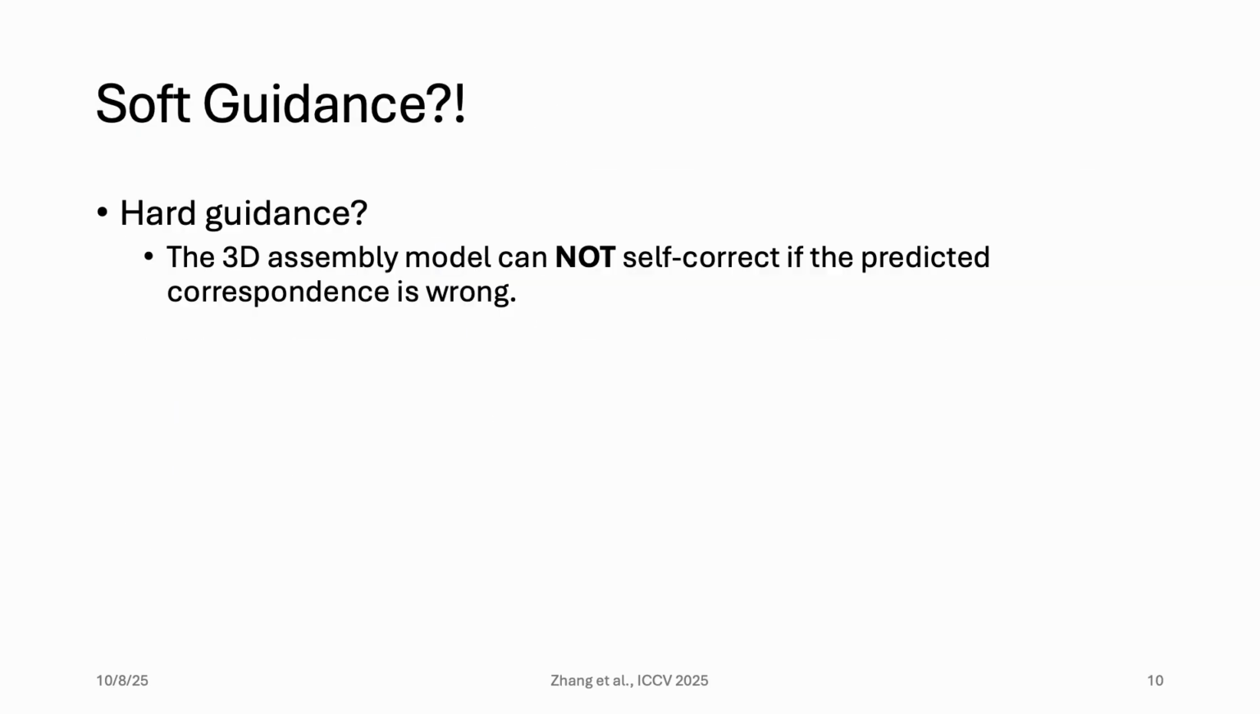Now, let's delve deeper into this concept of soft guidance. A key question is, why not use hard guidance? The answer is straightforward. If we force the model to follow a predicted order that might be incorrect, the model has no ability to self-correct. This would lead us right back to the error accumulation problem we aim to solve.